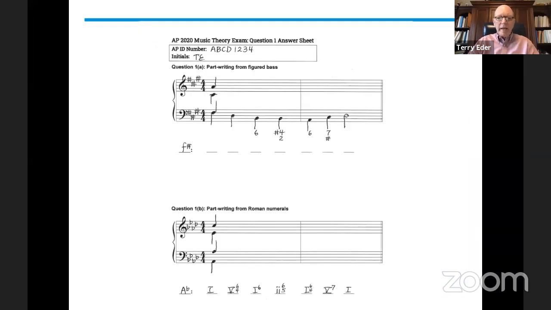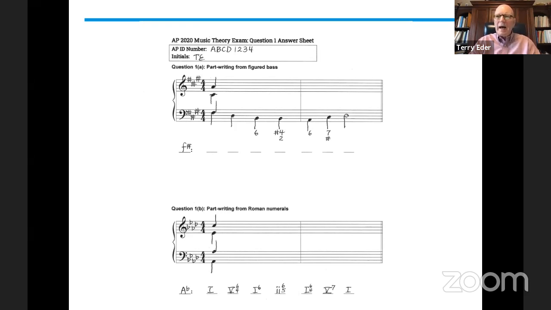So here was my answer sheet. And I just made up an AP ID number since I don't really have one. ABCD 1 2 3 4, and then I put my initials TE in there. And then you can see in my handwriting, I copied all of the things we have just talked about, and I double checked to be sure I had copied them all correctly. And then I went about answering the questions, part writing these two progressions.